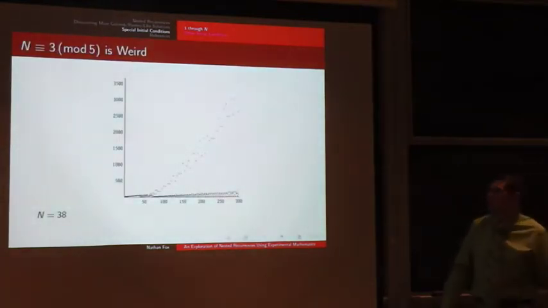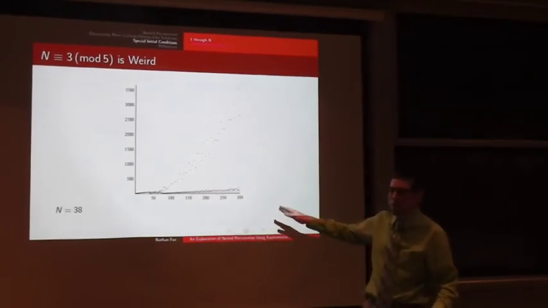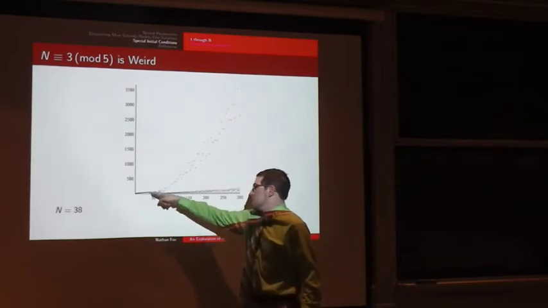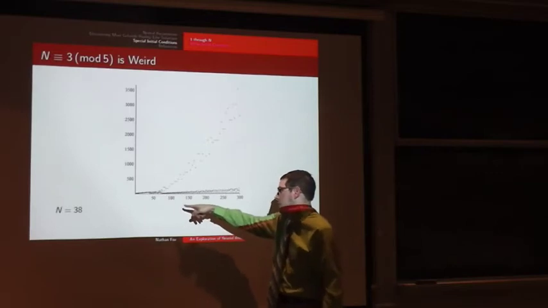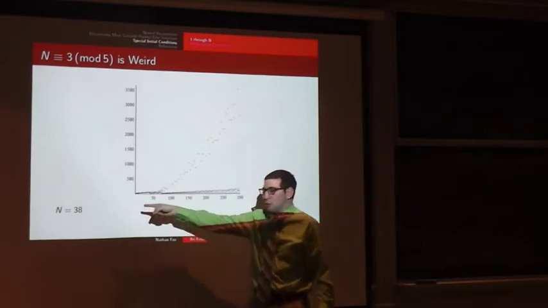So 3 mod 5, this is a plot of n equals 38, which is the smallest case where the theorem applies for 3 mod 5. This is the initial condition. This is the part up to 80, which is before the theorem starts doing things. So most of these are just described by those first 28 terms, because 38 is not that much bigger than 28.